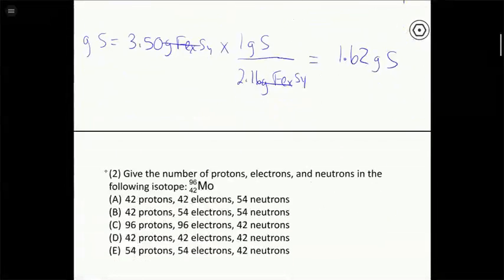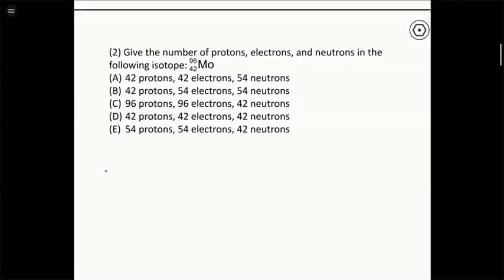All right, number 2 is another very early thing we did, which is counting subatomic particles. So we know that each atom is made up of protons, neutrons, and electrons, and we can use the atomic symbol to tell us how many of each there are. So here we have an isotope, molybdenum-96. Remember, an isotope is a form of an atom or an element that has a specific mass number associated with it. Different isotopes differ with respect to how many neutrons they have.